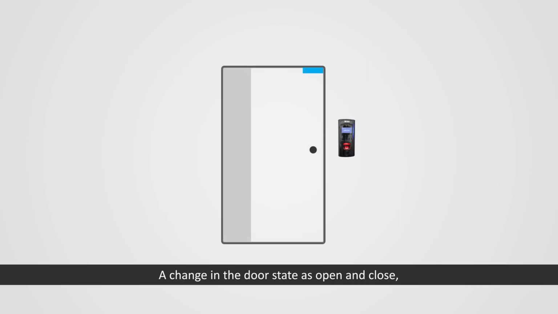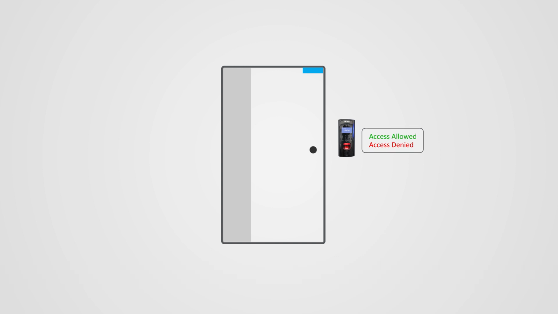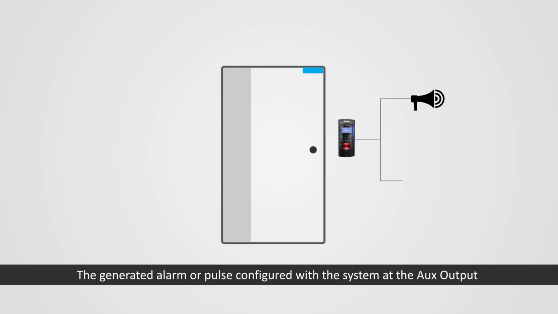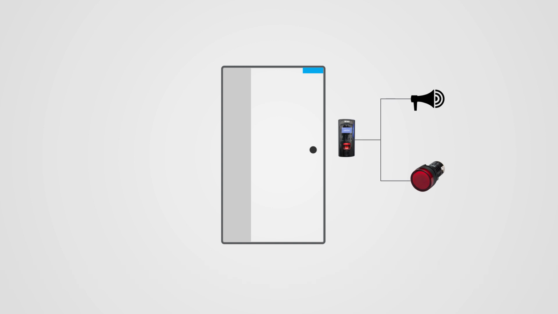A change in the door state, as open and close, or an event occurring as access allowed or access denied, is input to the system. The generated alarm or pulse, configured with the system at the aux output, is the output from the system.